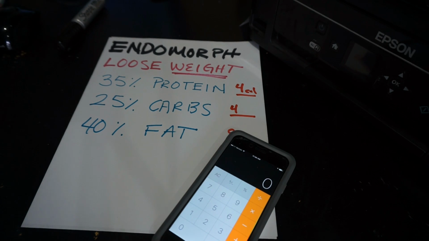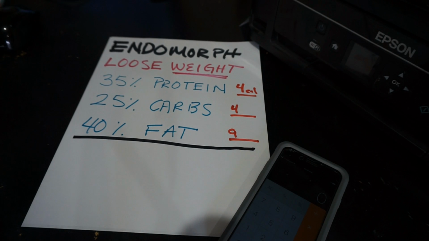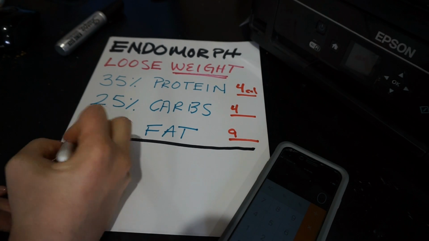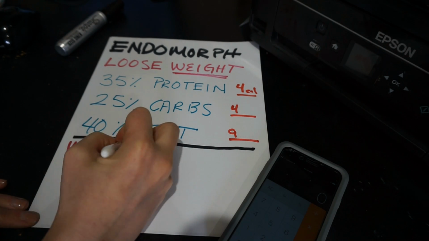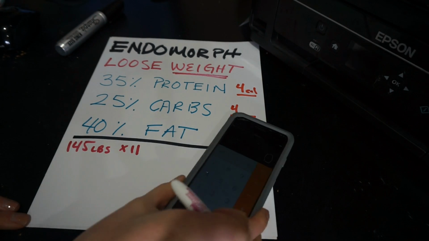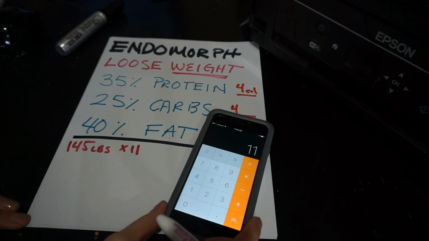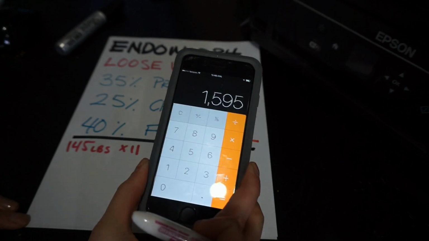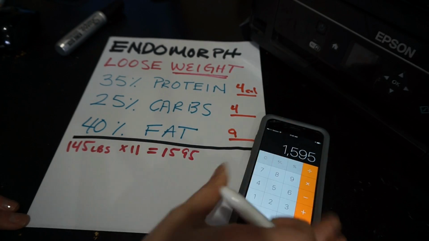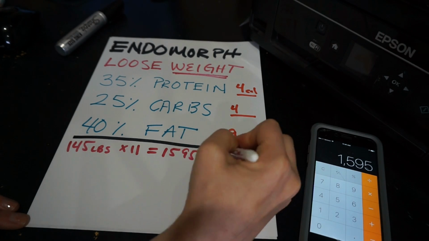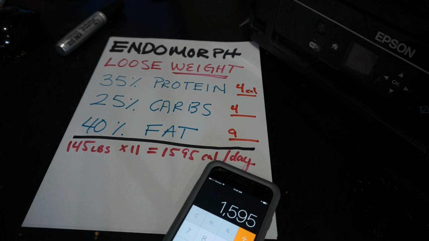So let's just take, for example, and I'm giving you a hypothetical example, you can enter in your own numbers when you're going through these calculations. Let's say I weigh 145 pounds. And my activity level is moderate. Again, go back to part 1 for the activity level. So I'm going to do 145 pounds times 11. And that gives me 1595. This is going to be my calories per day. So 1,595 calories per day.